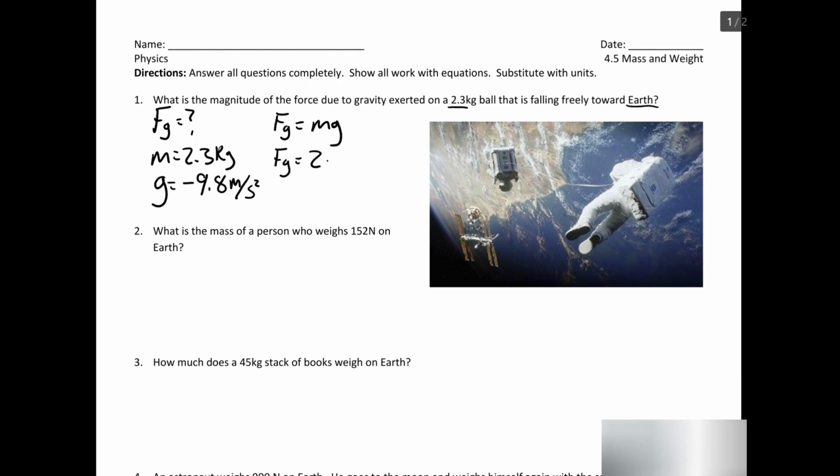Fg is equal to 2.3 times 9.8. Really, it's negative 9.8 because you're accelerating downward. The gravitational field strength is directed downward. And the force due to gravity, the force is directed downward. So 2.3 times 9.8, that's going to give you 22.5 newtons downward, negative 22.5 newtons.